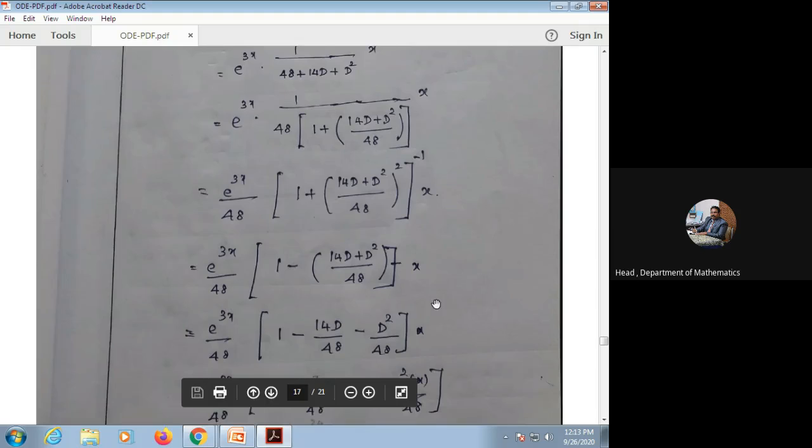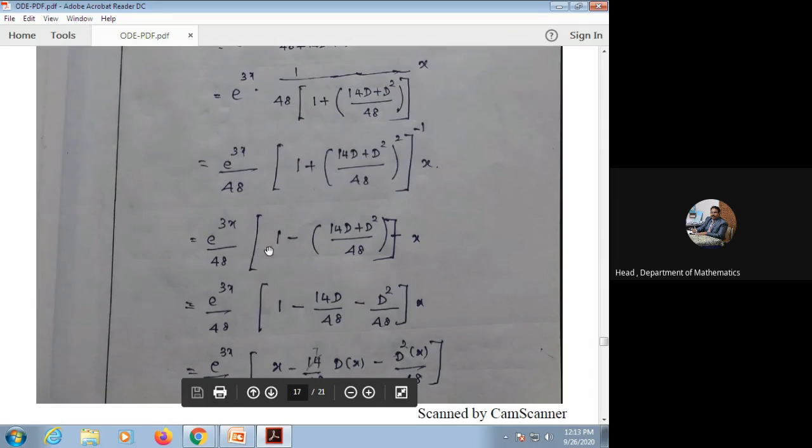What is the 1 plus x whole power minus 1 formula? 1 minus x plus x squared up to etc. So we are not using the other terms. Only use 1 minus x, the first two terms only. Because the derivative of x is 1, the second derivative of x is 0. So we are using the first two expansion terms into x.